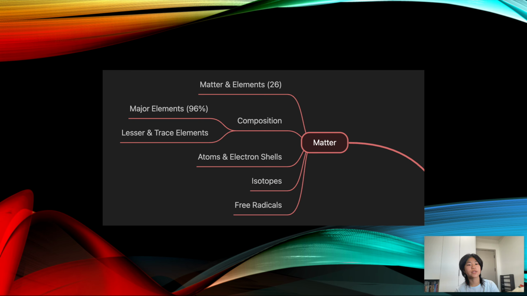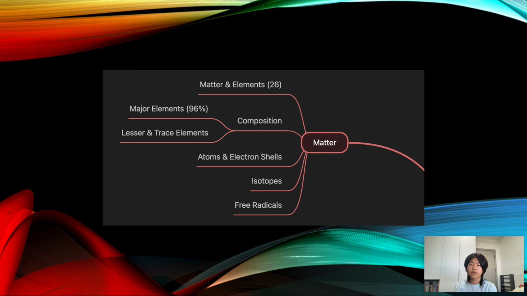We have also 8 lesser elements, and they are calcium, potassium, sulfur, sodium, chloride, manganese, iron, as well as phosphorus. These lesser elements make up 3.6% of our body, and the rest 0.4% are made of what we call trace elements.